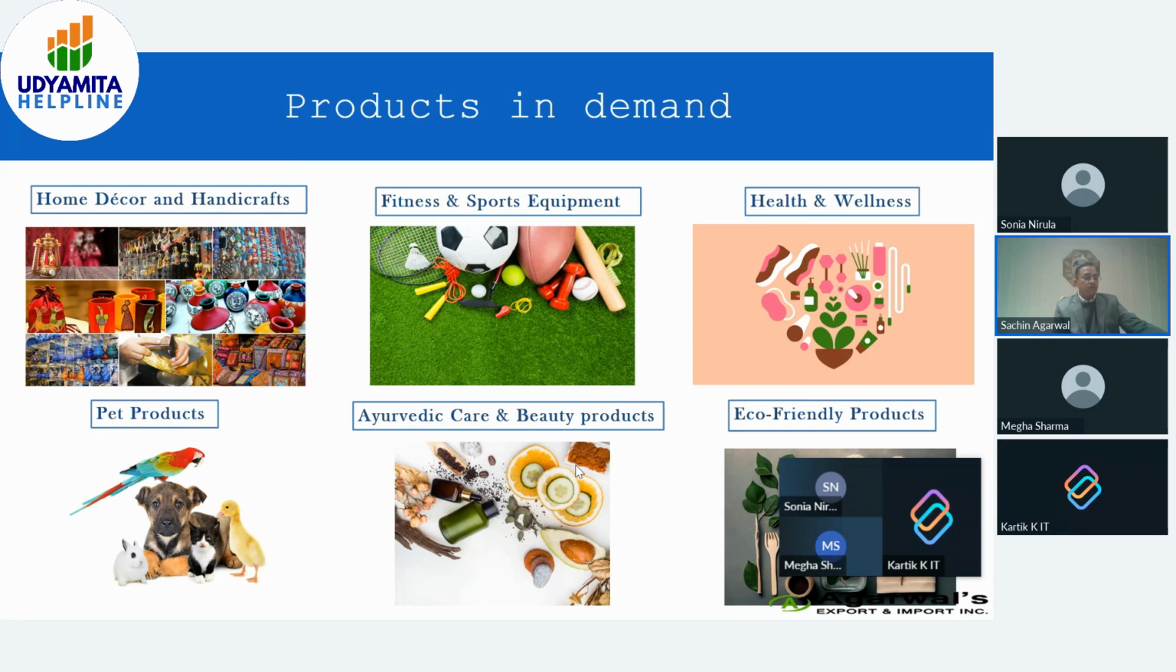Organic cotton clothing, bamboo fabric apparel, recycled polyester clothing, vegan. Yes, many of you must have heard about the growing trend of vegan foods. Previously we used to have only non-vegetarian foods and vegetarian foods. Now we also have a growing trend for vegan foods. So vegan foods and vegan leather bags and accessories.